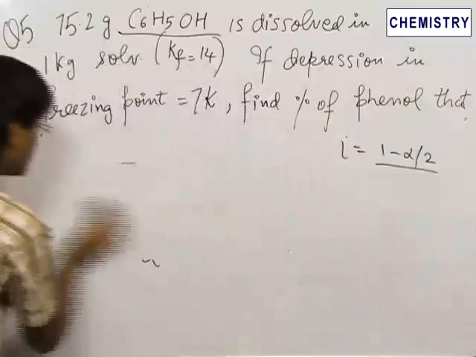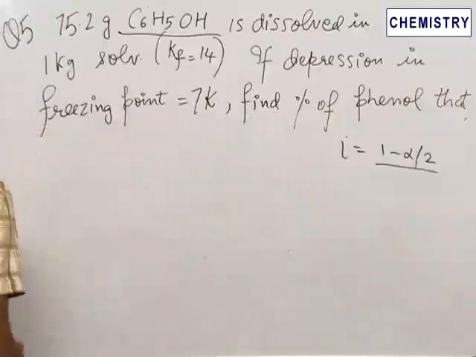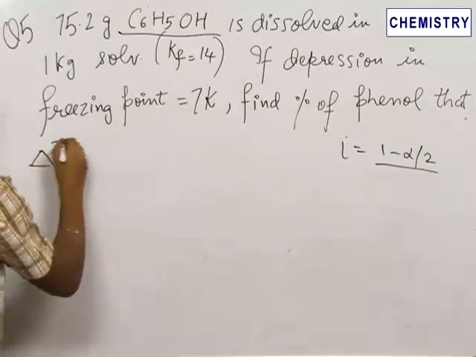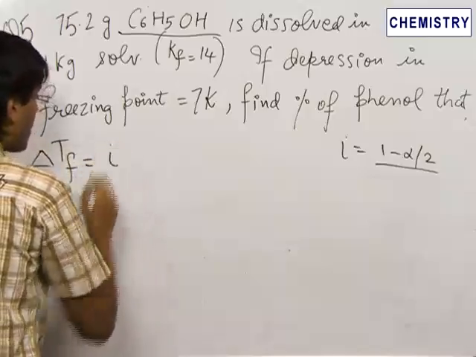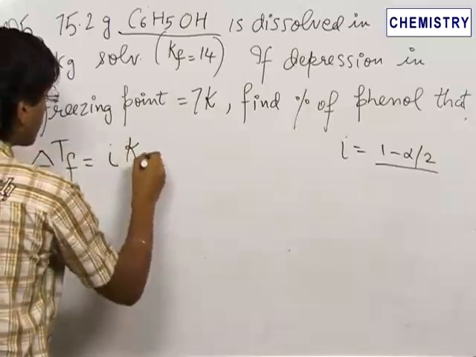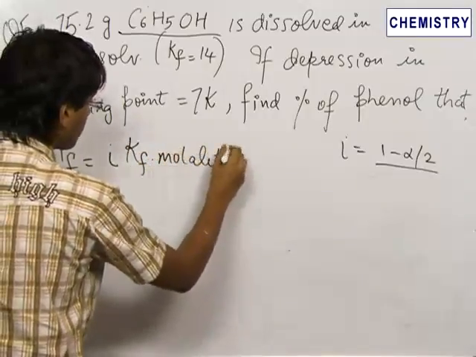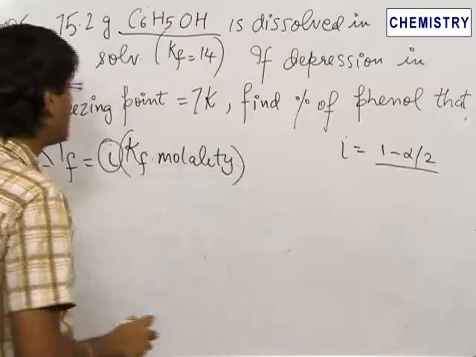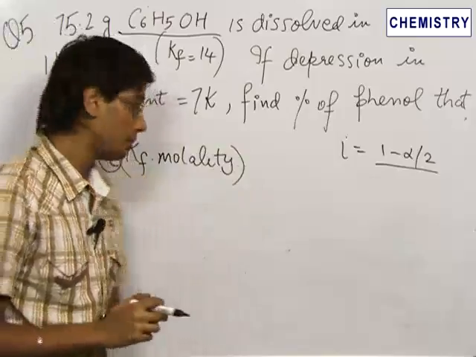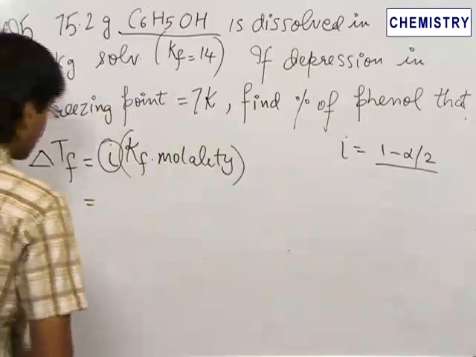Now the depression in freezing point of the solution, or rather the solvent, is given to be equal to 7 Kelvin. So we can use the formula delta TF, but remember here there will be a factor of I multiplied to the initial terms of Kf into molality. I'll tell you why this I is getting multiplied to the initial formula. First of all, let us try to get the answer.